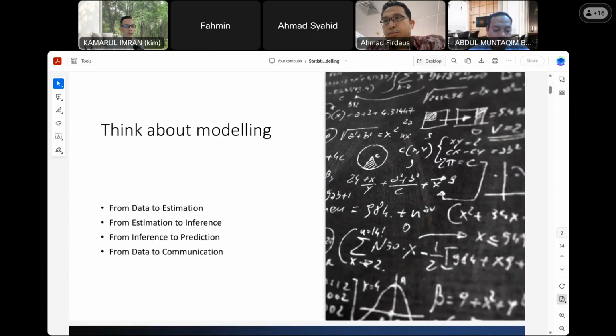So first, when you do data analysis, one of the things that you may want to think about is modeling. Especially when the objective of your analysis, of your research, of your project is about modeling, then think about this.